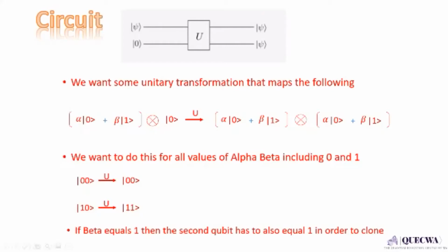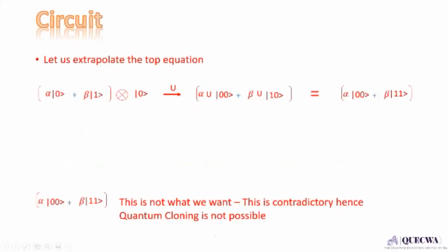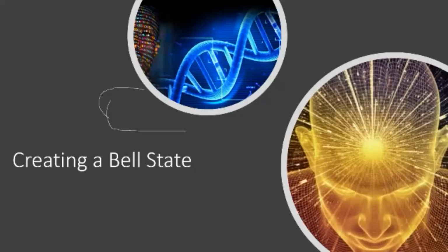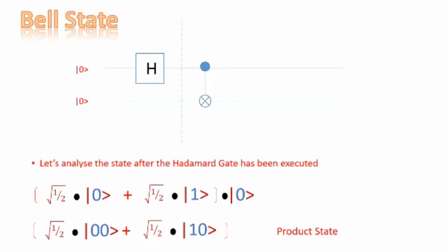So now what we're going to do is multiply those tensor products out, and it comes to the Bell state. Now, to cut a long story short, this is not what we want. It's contradictory. This cannot happen. Therefore, quantum cloning is not possible. And it's for this reason. I wouldn't get too hung up on that. I would just make sure you understand why. Now, creating a Bell state is really important.